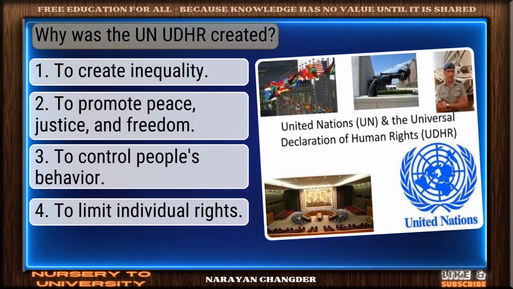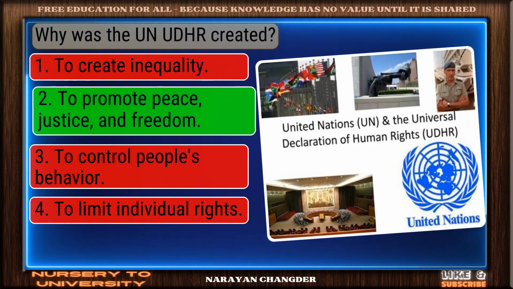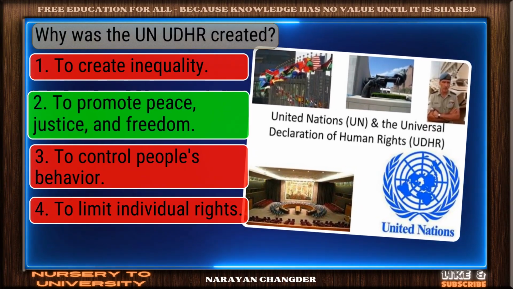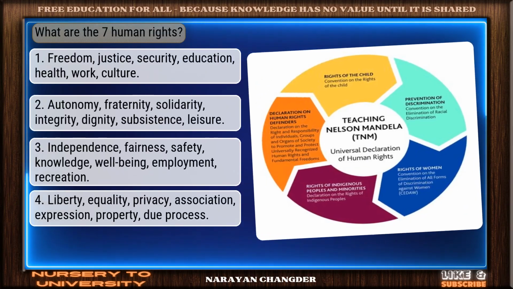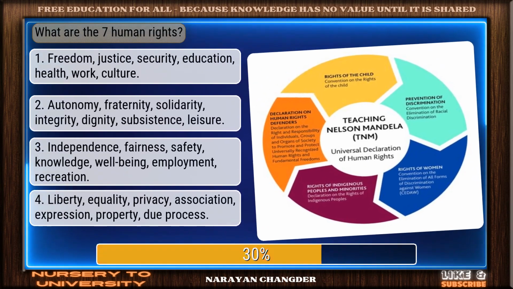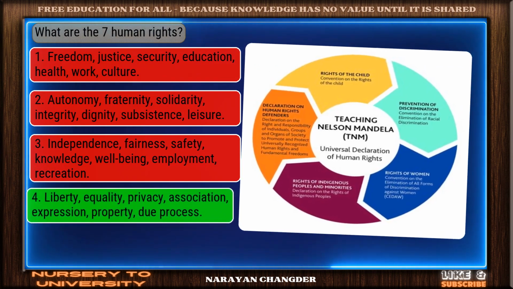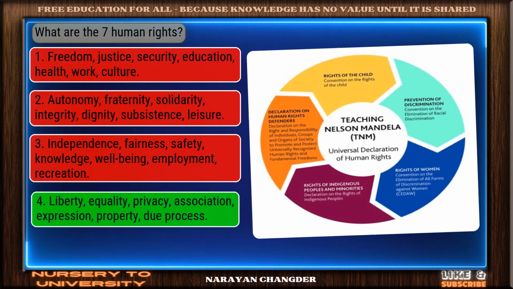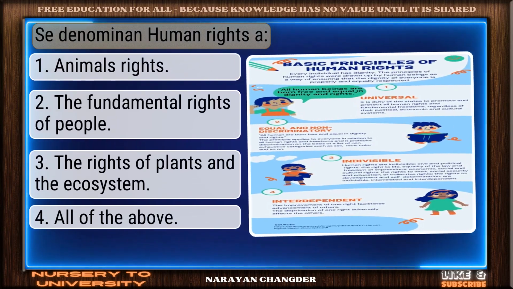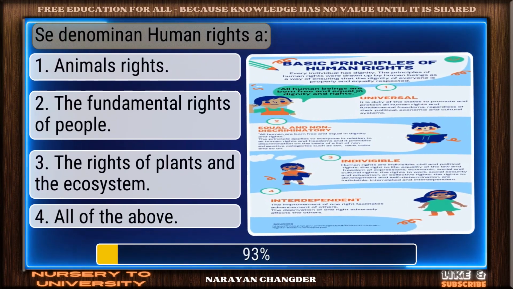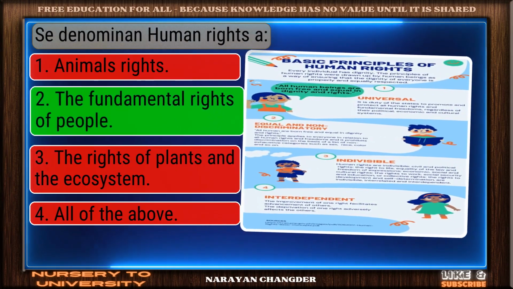Why was the UDHR created? Nice work. You chose to promote peace, justice, and freedom, and it is correct. What are the 7 human rights? Strong choice. Liberty, equality, privacy, association, expression, property, due process is the right answer. What do we mean by human rights, sir? Valid point. The fundamental rights of people is true.